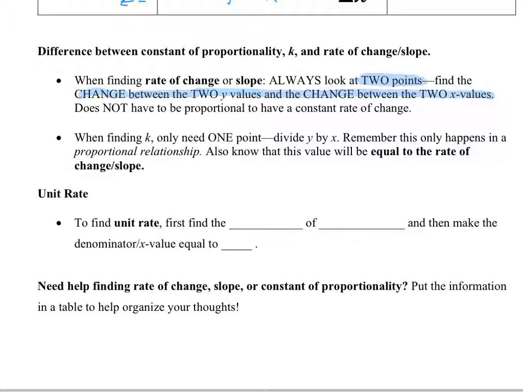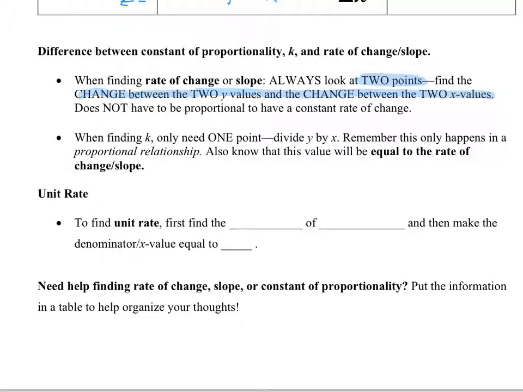Remember, we had the case where someone had the bank account where it started with $100 and they increased that by depositing $20 every month. So that had a constant rate of change. It constantly increased by $20, but because it did not go through 0, 0, because they had to put that initial $100 in, it was not a proportional relationship. And we'll talk more about non-proportional relationships next chapter.